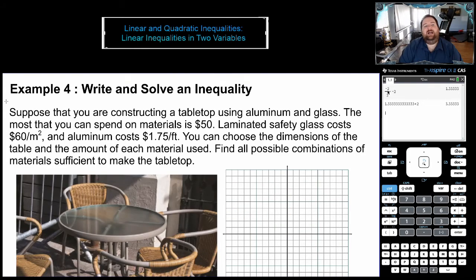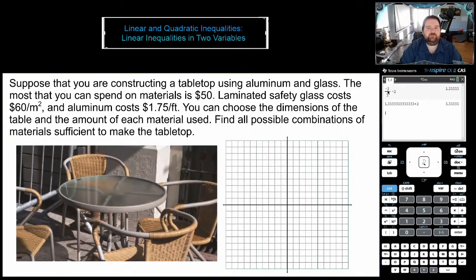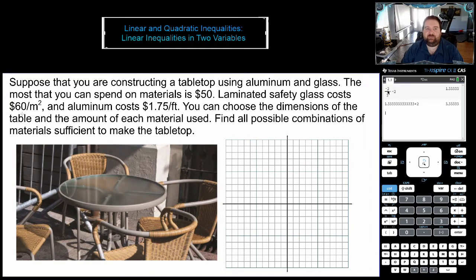Okay, last example of the day. Suppose that you're constructing a tabletop using aluminum and glass. The most that you can spend on materials is $50. So that has to be less than or equal to 50. Laminated safety glass costs $60 per meter squared, and aluminum costs $175 per foot. You can choose the dimensions of the table and the amount of each material used. Find all possible combinations of materials sufficient to make the tabletop.